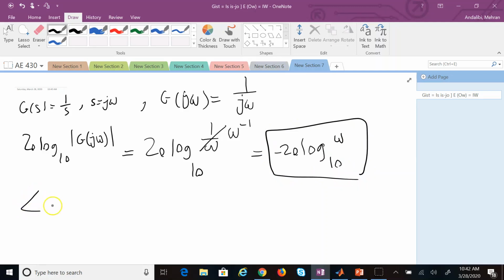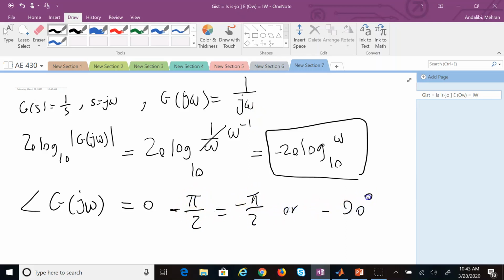And what is the phase of G(jω)? So it's the phase of the numerator, which is 0, minus the phase of the denominator. And what is the phase of a pure imaginary number, jω? Well, it's the arctangent of the imaginary part omega over the real part, which is 0. So it's arctangent of infinity, which is what? Pi over 2, right? So it is negative pi over 2 or negative 90 degrees.